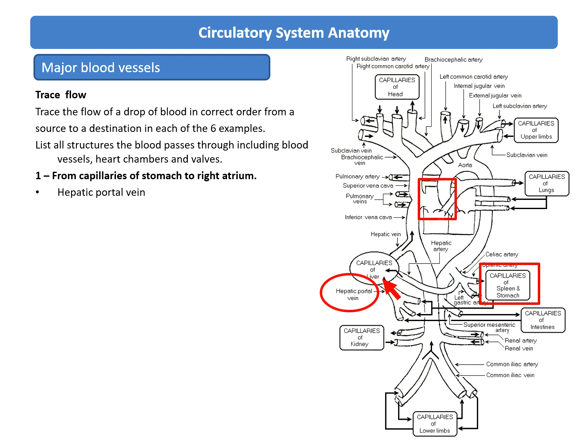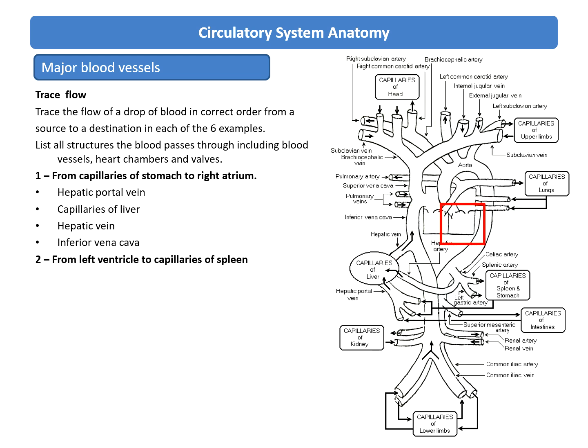The blood will pass through the hepatic portal vein, through the capillaries of the liver, and through the hepatic vein into the inferior vena cava. From there into the destination, the right atrium. What about from the left ventricle to the capillaries of the spleen? Blood will pass through the aortic semilunar valve into the aorta, out the celiac artery, then in through the splenic artery to the capillaries of the spleen.